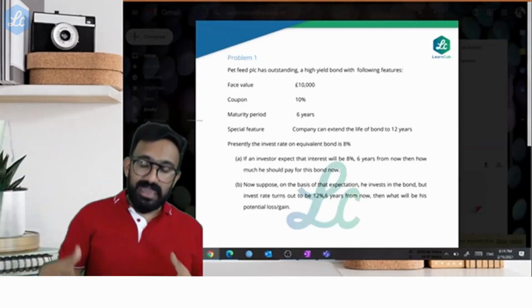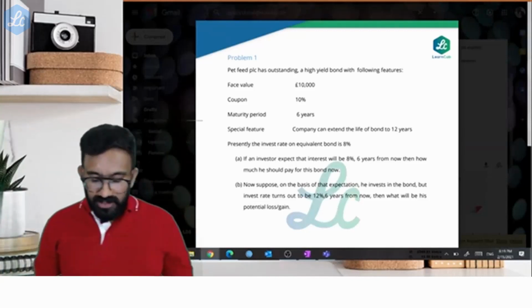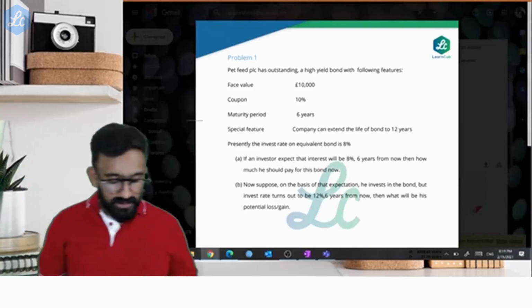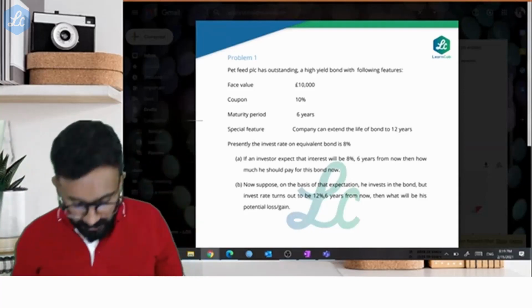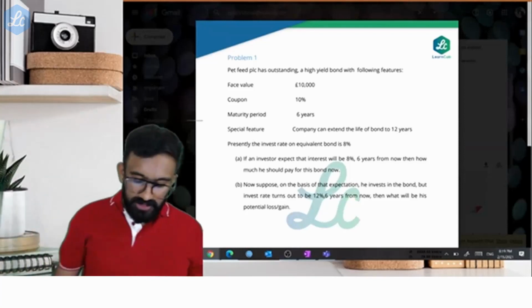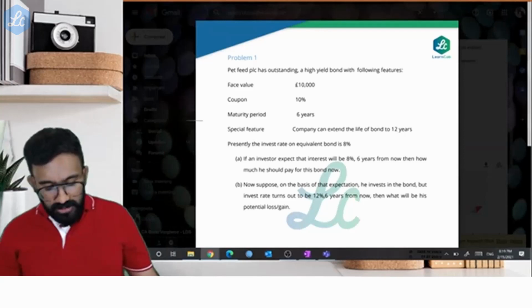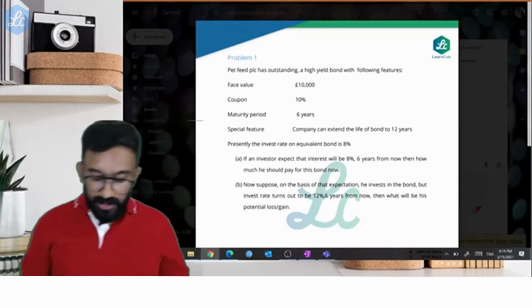You can actually use the present value of an annuity, because it's going to be the same coupon. And for 6 years, if you discount, you will get the value. So what is special in this particular case? If the company wants, they can extend it for another 6 more years. Now suppose, on the basis of their expectation, he invests in the bond, but the interest rate turns out to be 12% 6 years from now.